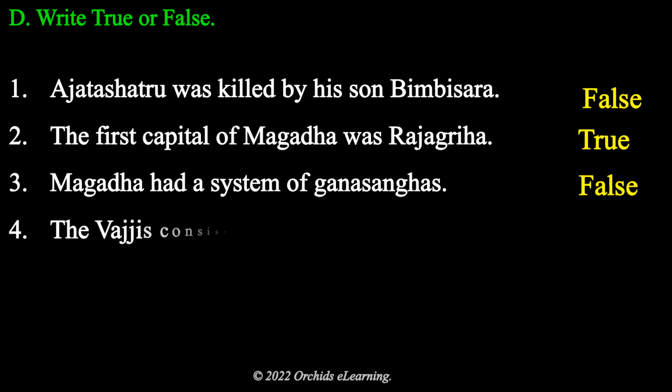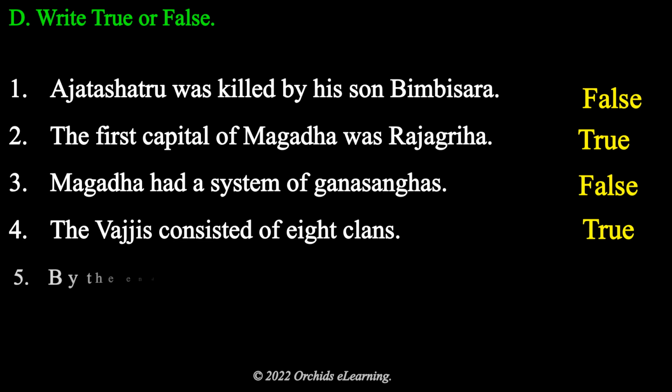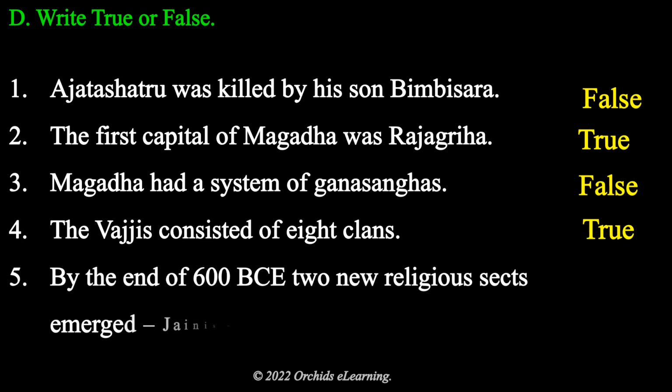The Vajjis consisted of 8 clans. True. By the end of 600 BCE, 2 new religious sects emerged: Jainism and Buddhism. True.